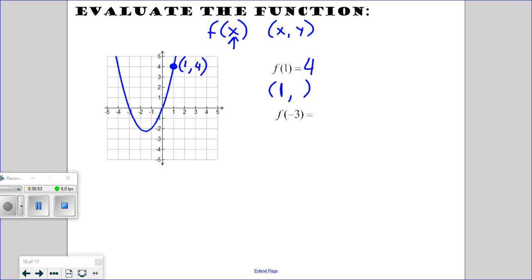Finish that other ordered pair. Negative 3 comma, look at your graph. What would it be? What do you think? 0. Negative 3 comma 0. So our answer would be 0. Any questions on that?